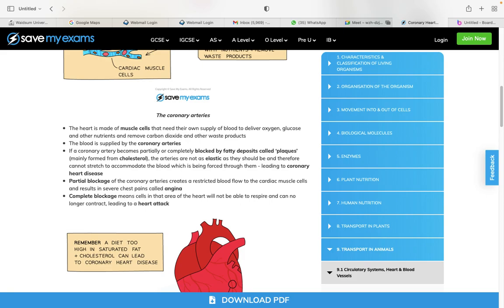There will be a lot of issues. The blood to the heart muscles, or the cardiac muscle cells, is supplied by the coronary arteries. Now, if the coronary artery gets partially or completely blocked by fat deposits called plaques, and in fact these are caused by cholesterol, that's why it's not good to eat too many fatty foods. The moment your stomach starts getting too fat, there's a problem. A lot of cholesterol is building up in your system, and this might start creating heart problems for you.